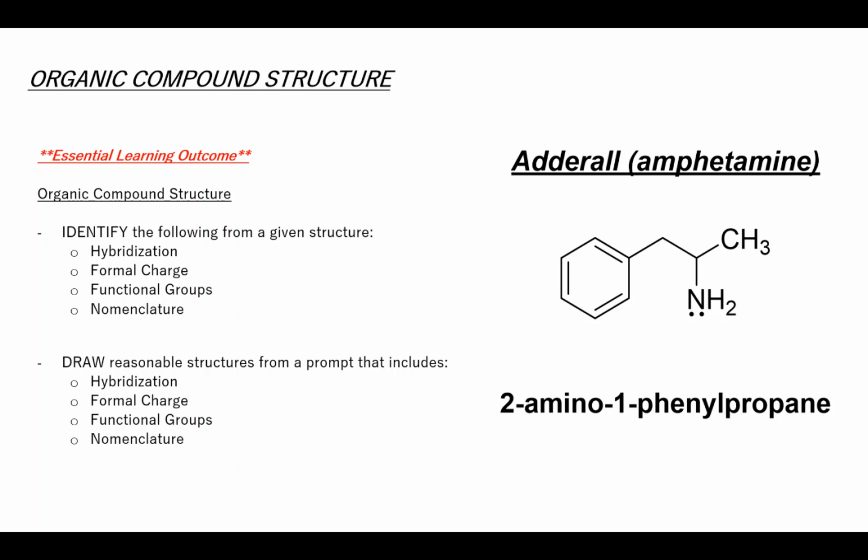And so what we're going to ask you to do as a student in this course is identify all of these important components and draw structures. So if you're given a structure, you need to be able to look at that structure and identify these four things, figure out what the name would be, what functional groups are present, where is their formal charge, what is the hybridization of each atom, and also draw structures that incorporate all this information that organic chemists interpret in the structure, right?